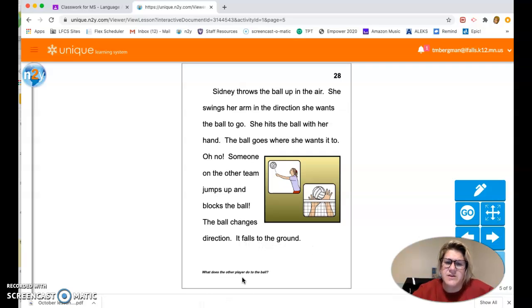What does the other player do to the ball? Yeah, they blocked it, right? So they used their hands and they blocked the ball so that it didn't go over top of the net.